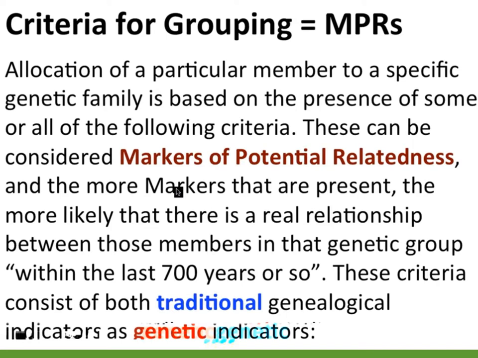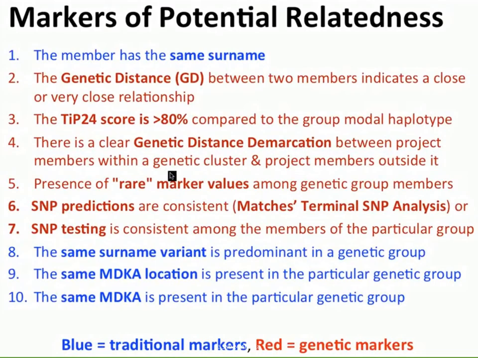There's a system developed by the Irish called MPRs, a criteria for grouping, or markers of potential relatedness. That's trying to get the groups in Ireland together within the last 700 years. And this is the list of the four things you look at.